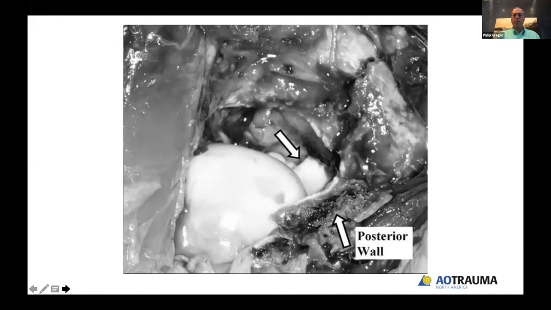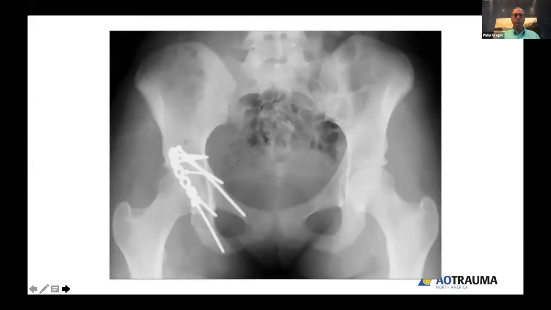Here's the type of visualization in the same case after we release the external rotators. We can see, in fact, the transverse fracture. The posterior wall fracture has been reflected superiorly. The patient's head is to your right, the patient's feet are to your left, and there you see the transverse plane. This is the type of visualization that is needed for an appropriate reduction, as you see here.